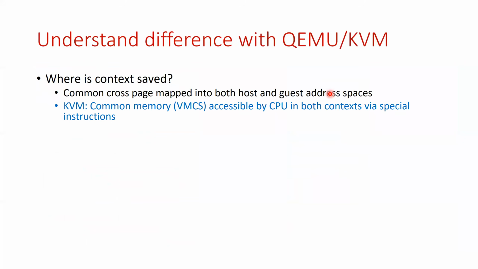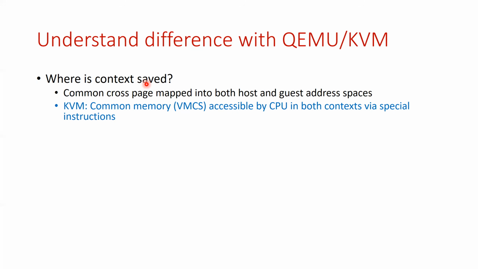So at this point, let us pause and understand the differences between QEMU KVM design that had hardware support and this particular design that does not have hardware support. So the first difference, where is the context saved? When you have to move from host to guest, guest back to host, you have to save and restore CPU context, values of page tables, IDTs, and EIPs, and stack pointers. All of these have to be saved and restored. So where is all this context saved?